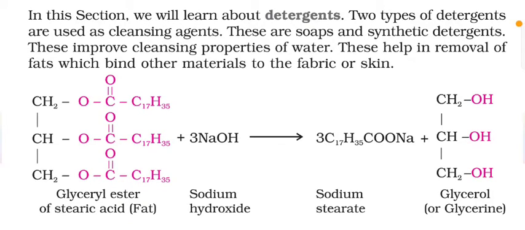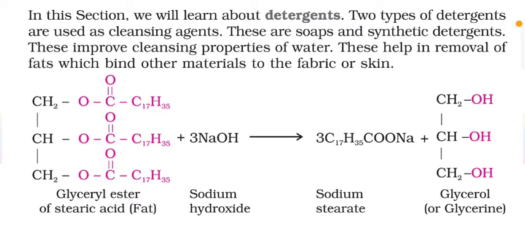So now specifically we are going to discuss how we can make these types of compounds, since how their work is already discussed. In this section we will learn about detergents. Two types of detergents are used as cleansing agents: soaps and synthetic detergents. This improves the cleansing property of water and helps in the removal of fats which bind other materials to the fabric or skin. Fats are oily substances, so we are talking about grease and the dirt particles attached to those grease-like substances.